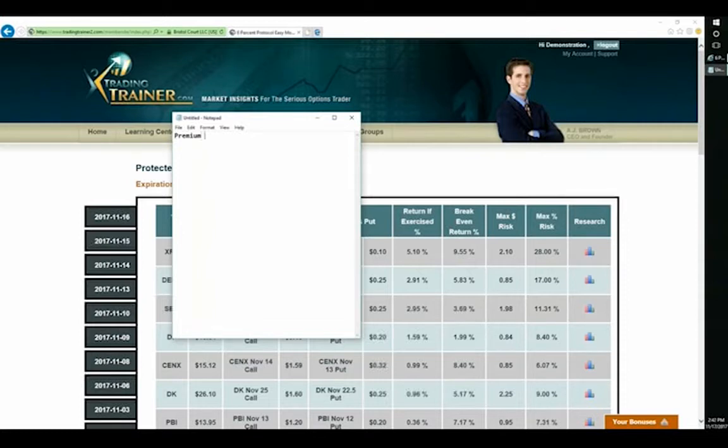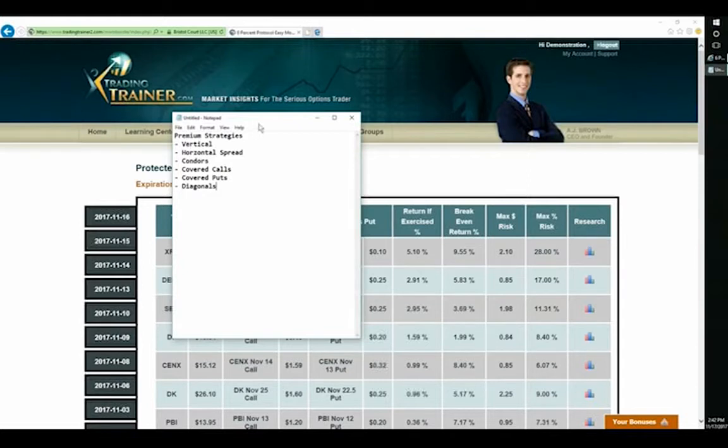And there's a whole bunch of types of strategies that can be considered premium strategies. People trade vertical and horizontal spreads. They trade condors. They trade covered calls. They trade covered puts. They trade diagonals.